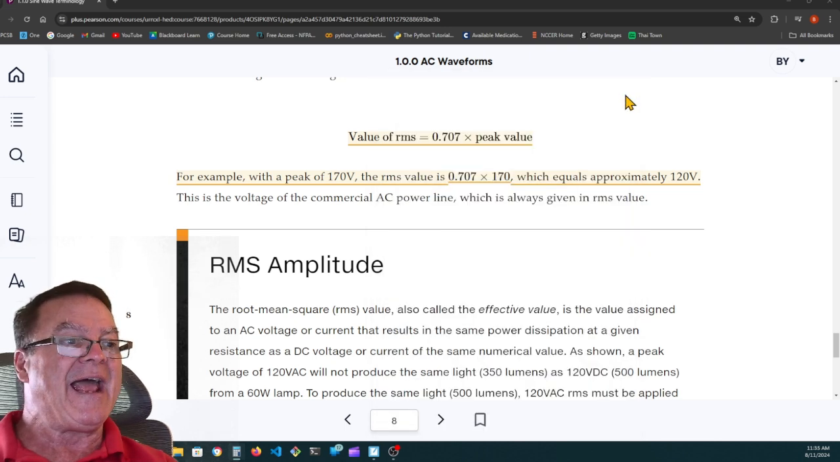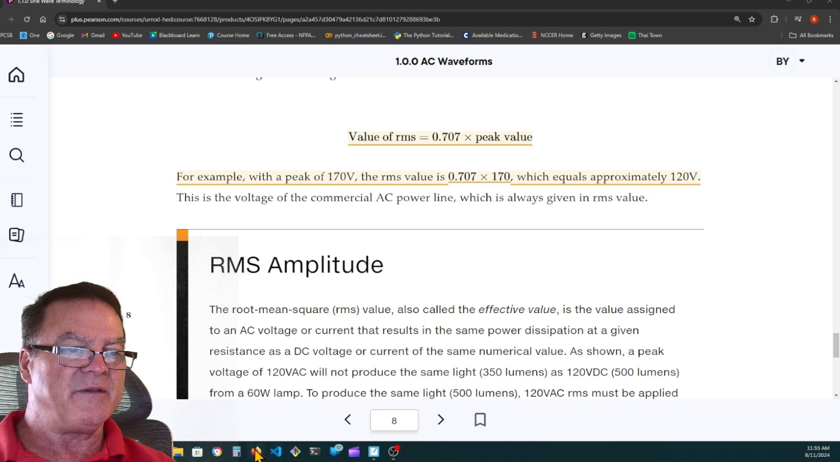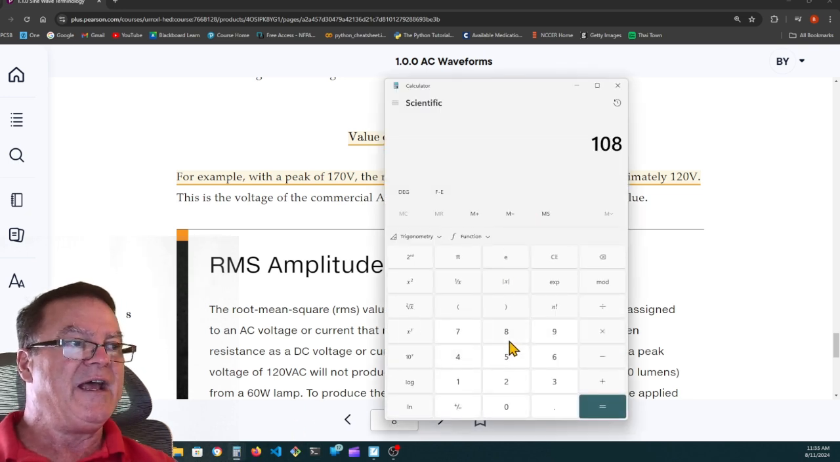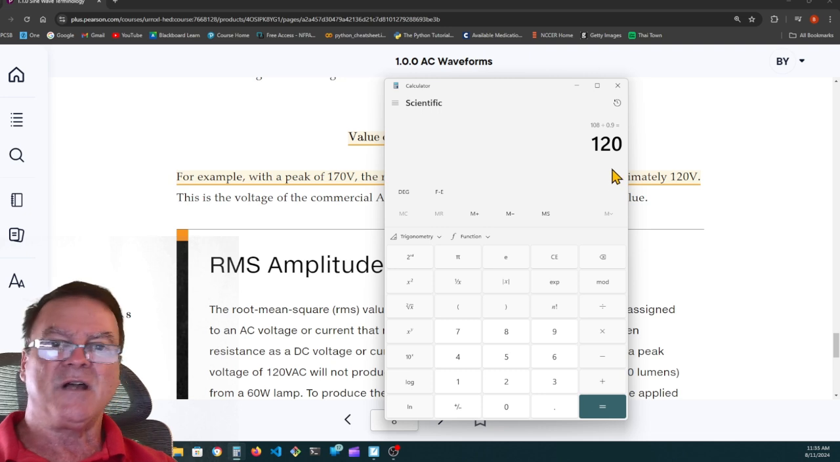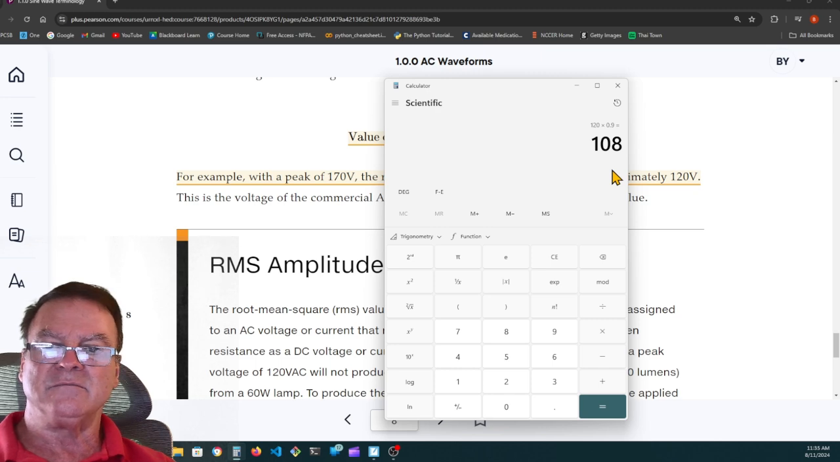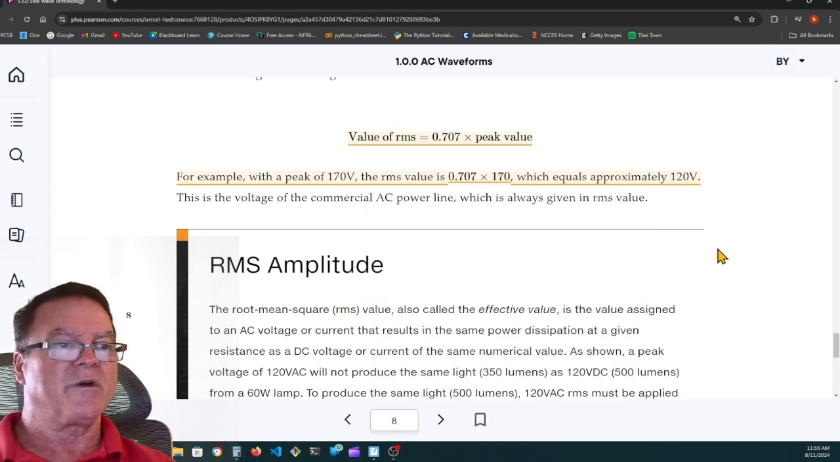If you have the average value, if they tell you it's 108 and they ask, what's the effective value? Just divide by 0.9 and it tells you 120 volts. If they give you the effective 120 and they ask, what's the average? Just multiply times 0.9, or 90%, and you get 108. So that's a shortcut.